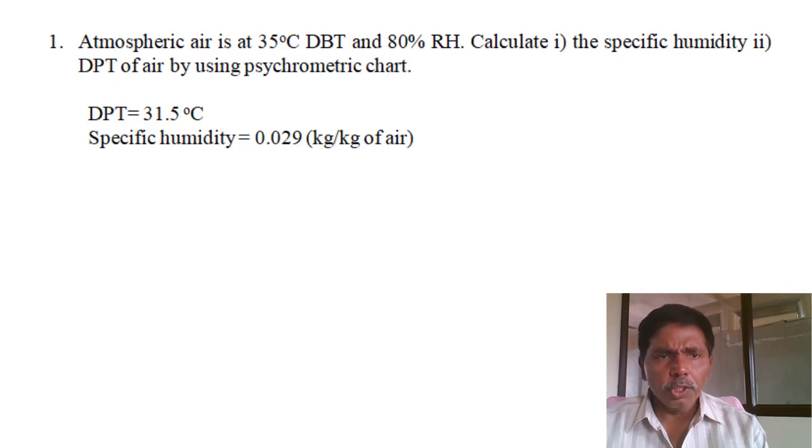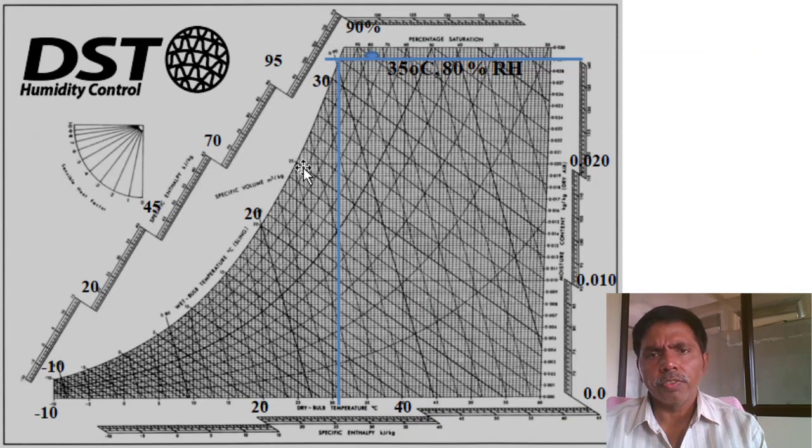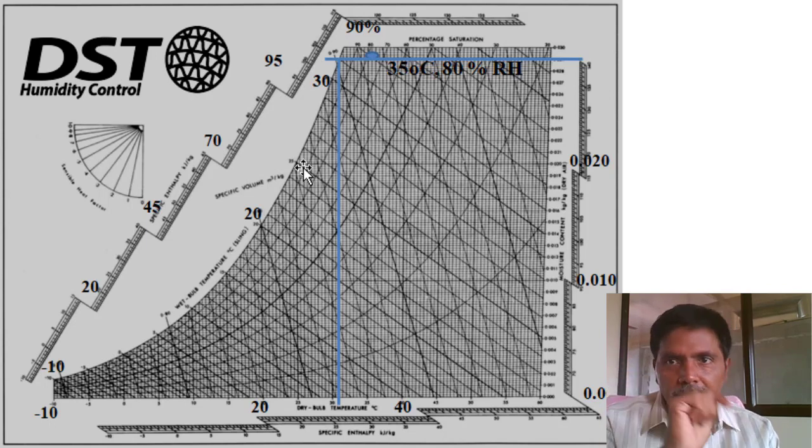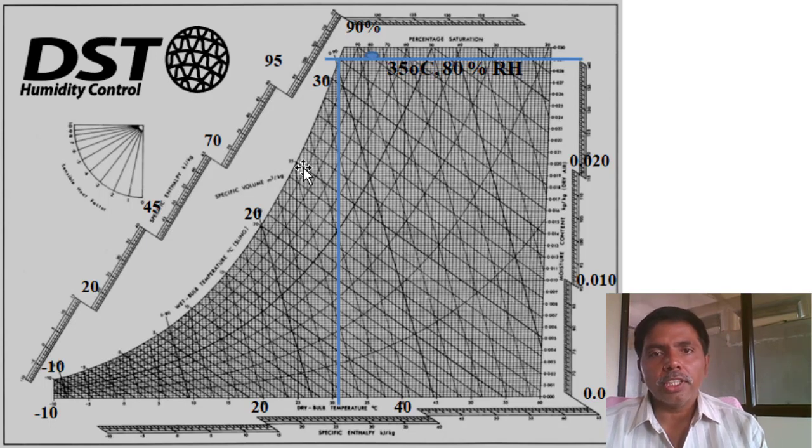It means only one thing we want to recall. Just mark the condition of the air from the given data. They will give two properties. At least two properties are required to mark the condition of the air on the psychrometric chart. Once you mark the condition, then at that particular point you can extract anything. Wet bulb temperature you can extract, enthalpy you can extract, whatever it may be.